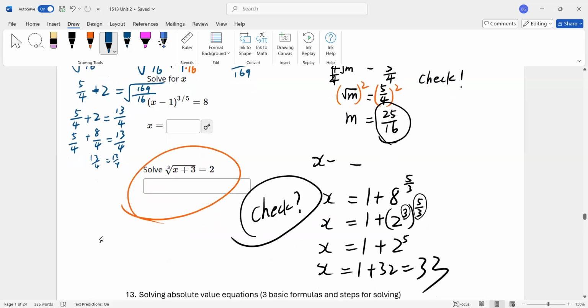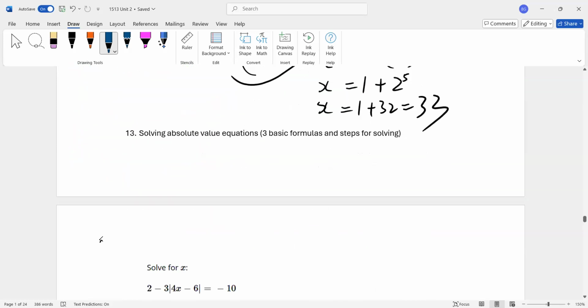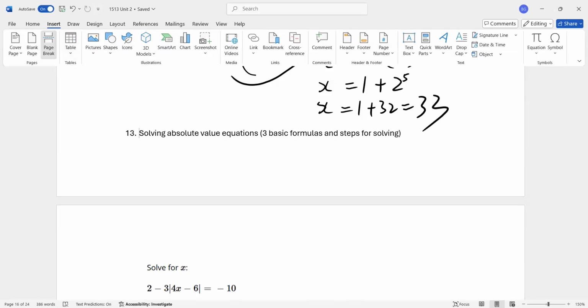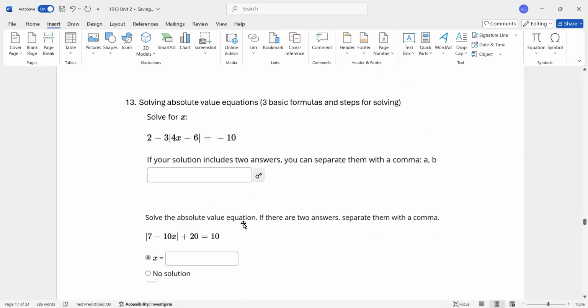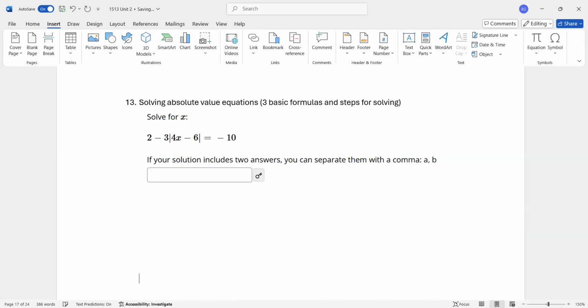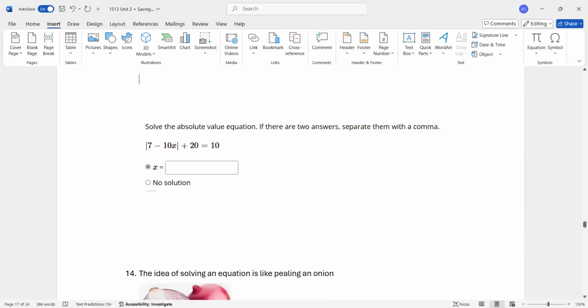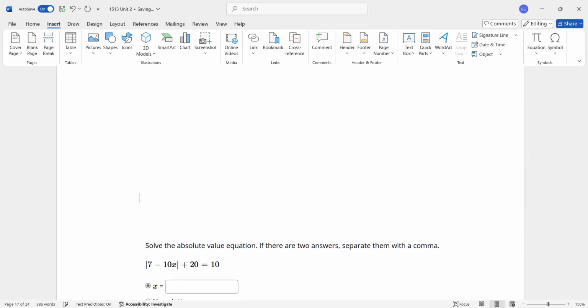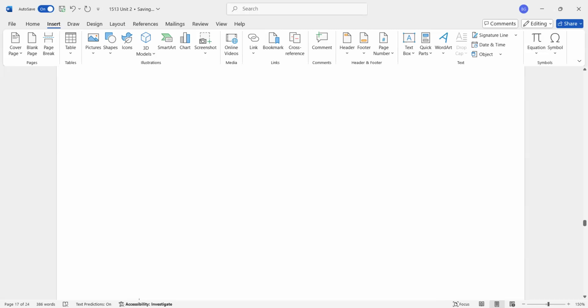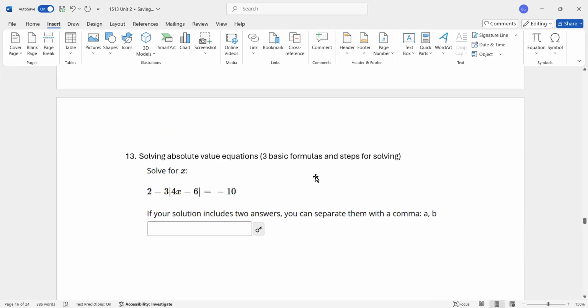Next, we're going to talk about solving absolute value equations. All right, let me enter a page break. Probably need more space here. Okay, so firstly, as I noted here, we need to look at 3 basic formulas and then go over the steps for solving absolute value equations. The 3 basic formulas.